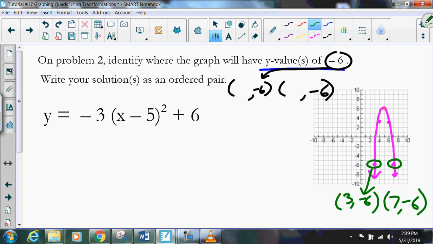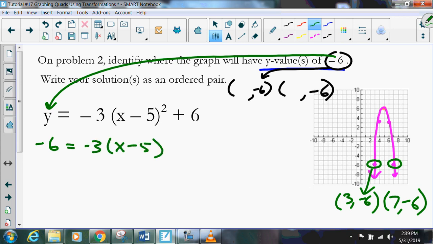All right, so here we go. If my y value is -6, that means when I see a y, I'm going to go ahead and plug in the -6. And I'm going to realize real quickly, I am going to want to solve this using square root method, because I certainly do not want to expand the binomial and distribute the -3 and combine like terms. No. So what I'm going to do is I'm going to try to get this square root part by itself. So the first thing I'm going to do to make that happen is I'm going to subtract the 6 from both sides. So it gives me a -12.